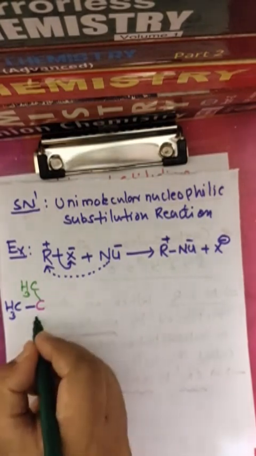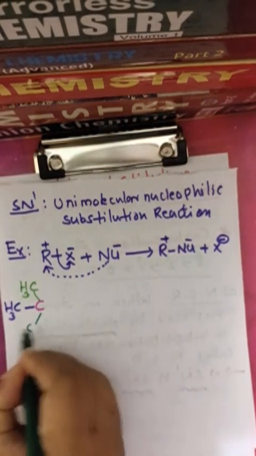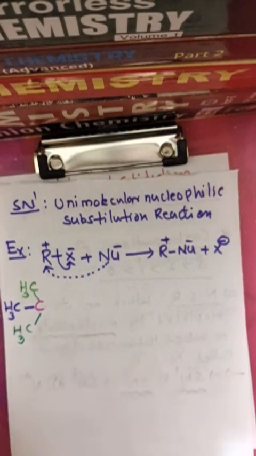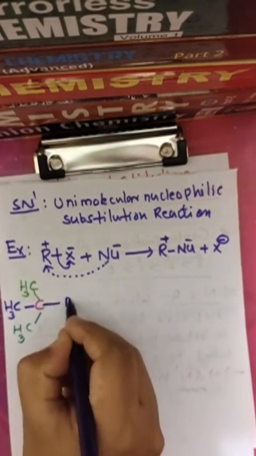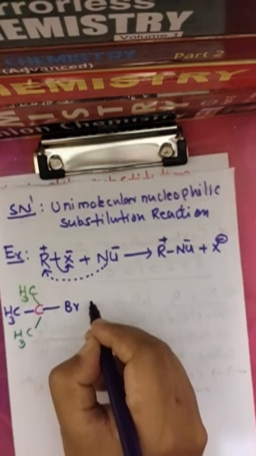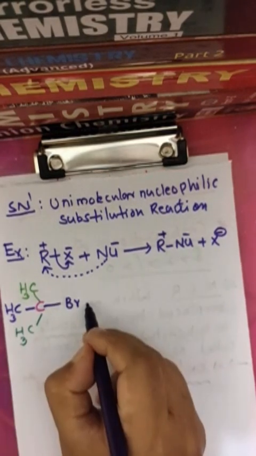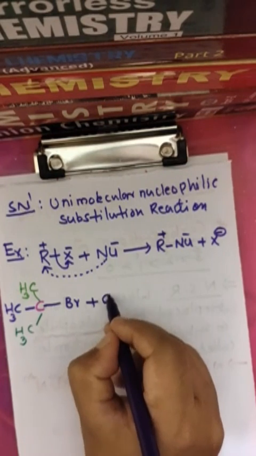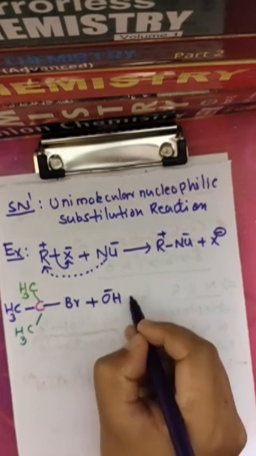Then I am getting here another group, that is CH3. Tertiary butyl bromide. This is bromide. Tertiary butyl bromide. This is an alkyl halide, and it is treated with a nucleophile. I am taking OH minus as the nucleophile.